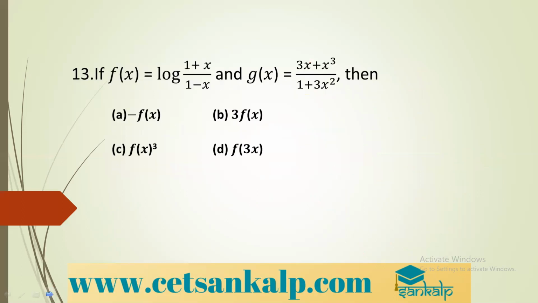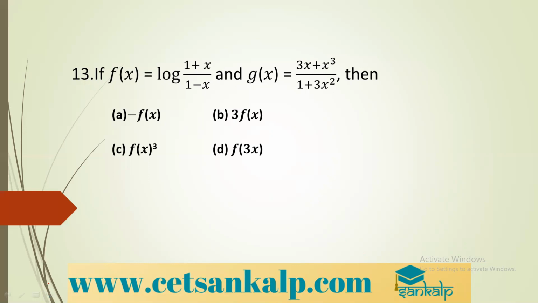Let's go to the next question, 30. F of x is given as log of 1 plus x by 1 minus x. And g of x is given as 3x plus x cube by 1 plus 3x square. Now in this question, what do we have to find? I think there is a typing mistake here in the question. So I will correct it.